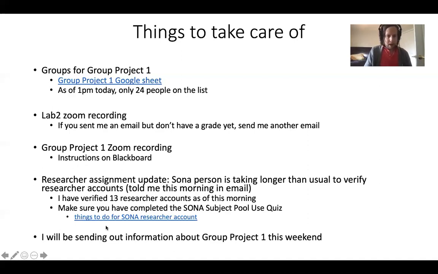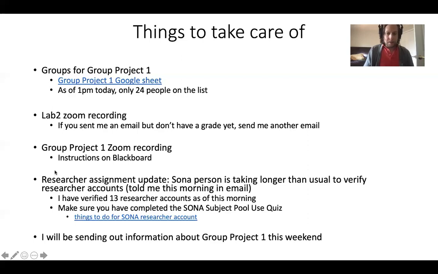Especially because, as of now, there are only 13 researcher accounts that have been created. Phil emailed me this morning, and he mentioned that he's a little bit behind on verifying researcher accounts. He told me he has received a large influx of requests, and he's gotten a little bit behind on them. I am sorry about that.